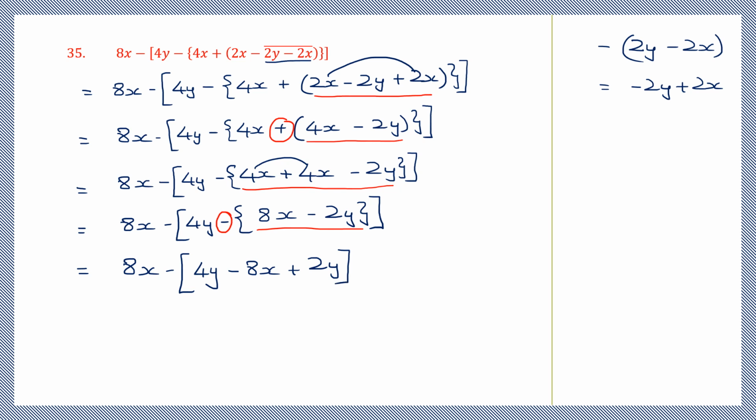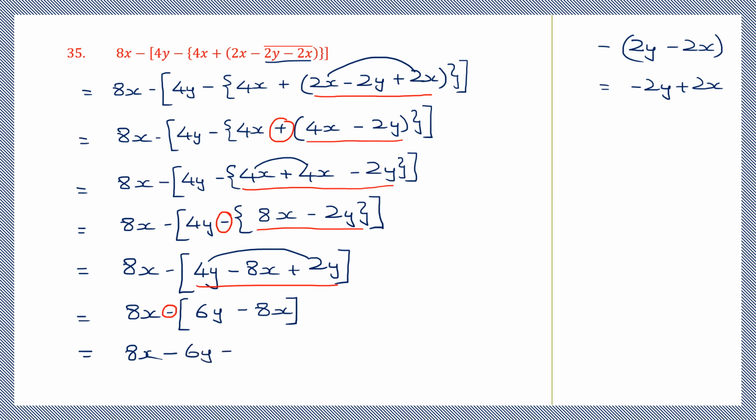So here also, first work out what is inside before you remove the square bracket. So 8x minus 4y plus 2y, that is 6y. 6y minus 8x. Now we can remove the square bracket. 8x, look at the sign before it, it's minus. So here we have minus 6y plus 8x. So 8x plus 8x is 16x minus 6y. So this is our final answer, 16x minus 6y.